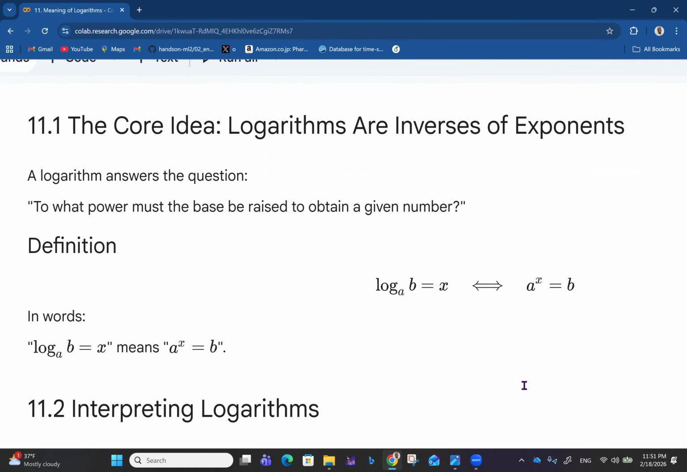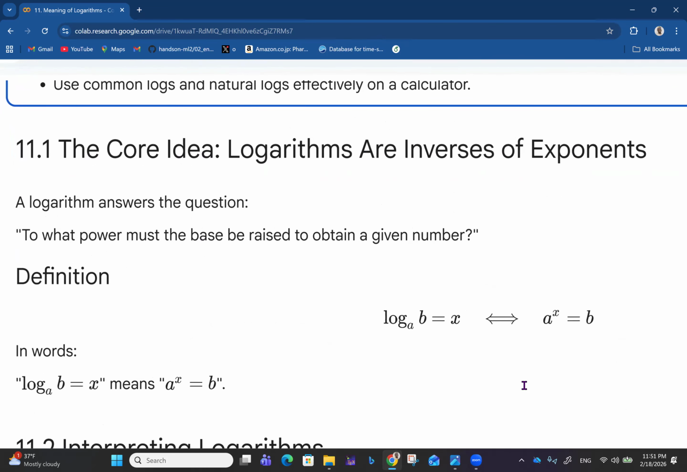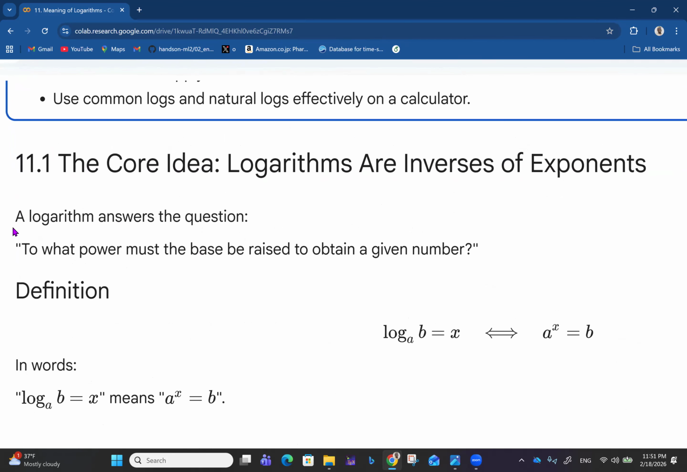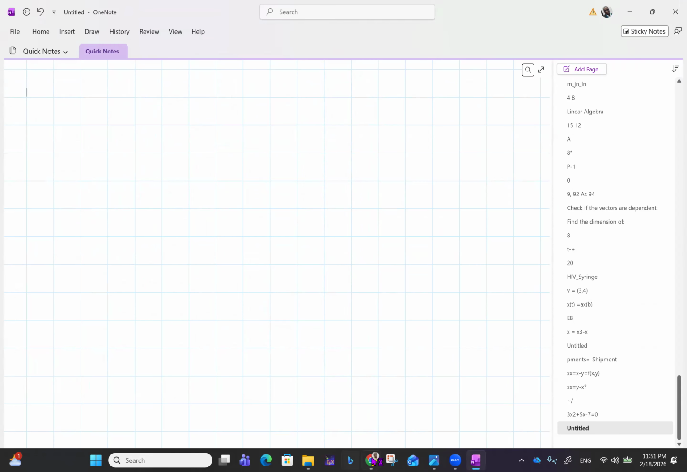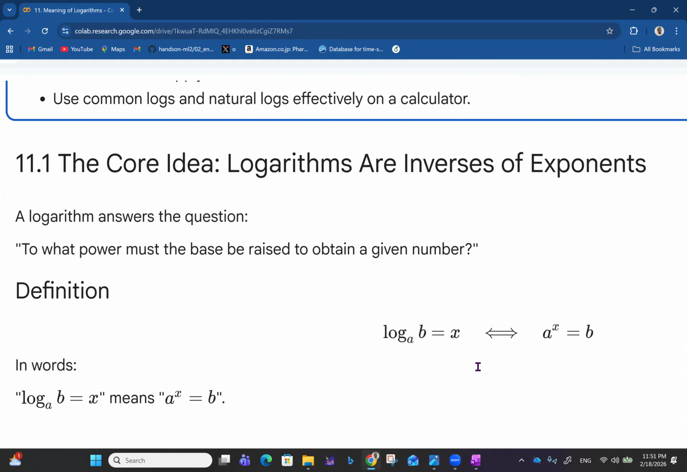Logarithms are inverses of exponents, just like I mentioned earlier. A logarithm answers the question, to what power must the base be raised to obtain a given number, right? So, to what power must the base be raised for you to be able to get a particular number? That's the question a logarithm answers.